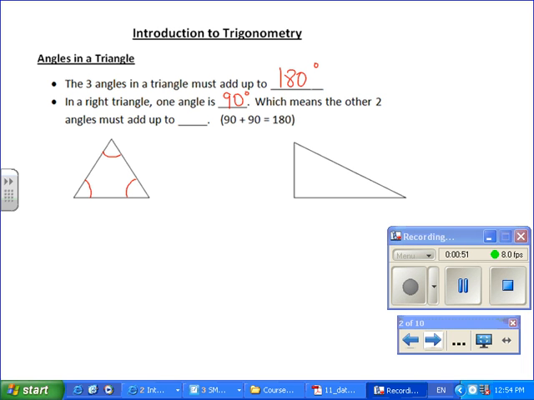A right triangle is a special type of triangle where one of the angles is a 90-degree angle, and that's shown with a little square in the corner of the right angle. This is a perpendicular angle, so this arm runs perpendicular to this arm. In other words, they meet at 90 degrees. Whenever you see that little square box in the corner of a triangle, you know that it is equal to 90 degrees. This is called a right triangle or right angled triangle.